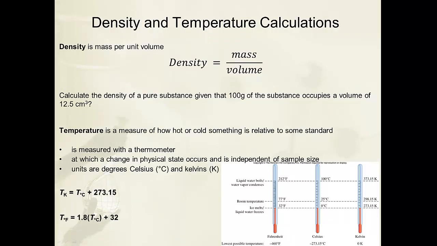So now let's have a look at density and temperature calculations. Density is mass per unit volume. We've already covered this earlier in the lecture. Density is mass divided by volume, so grams per milliliter, for example. Now, let's have a look at an example where we calculate the density of a pure substance, given that 100 grams of the substance occupies a volume of 12.5 cubic centimeters.